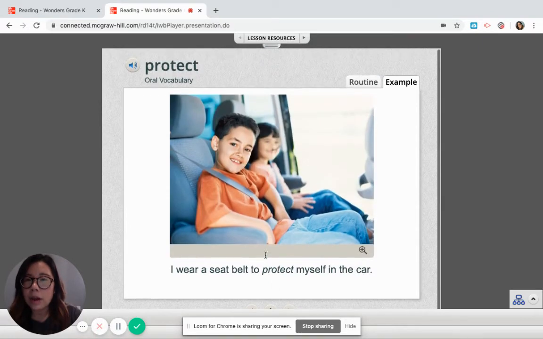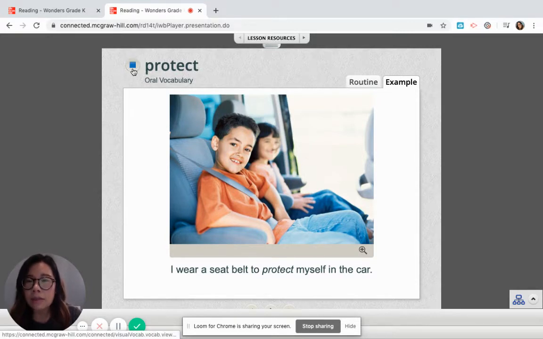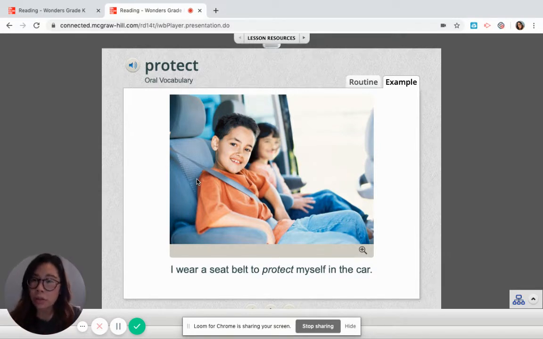Okay, scholars, our next word is protect. Everybody say protect. Awesome. Now let's listen to the definition. I wear a seatbelt to protect myself in the car. Okay, so protect here means to do something to make sure that you are safe. So what do you do to protect yourself? In the car, you wear a seatbelt.